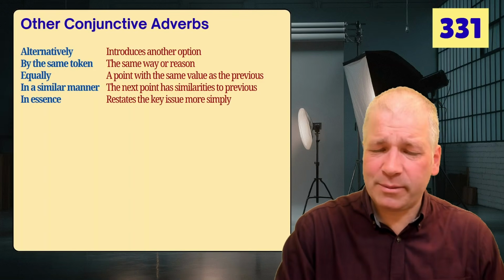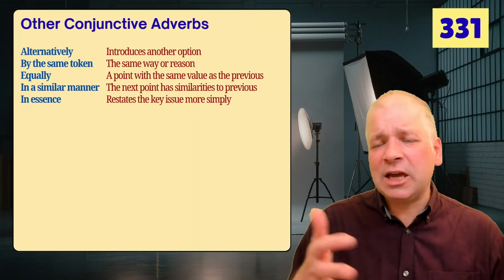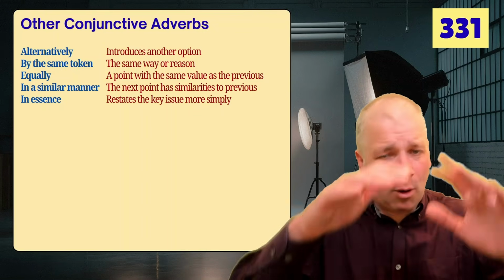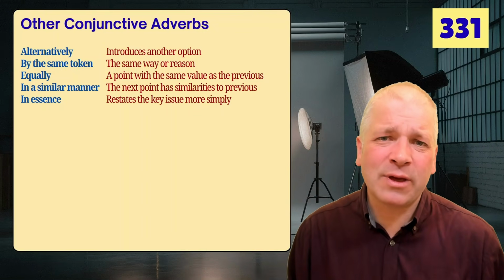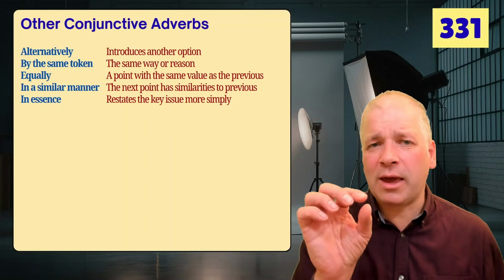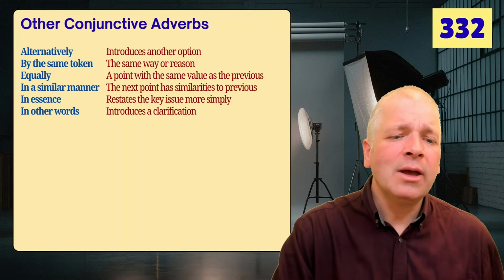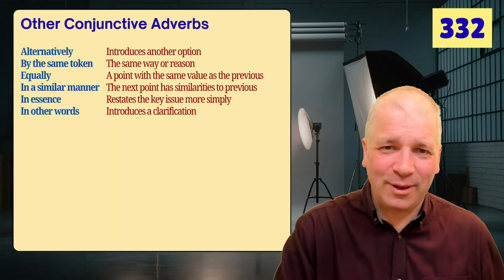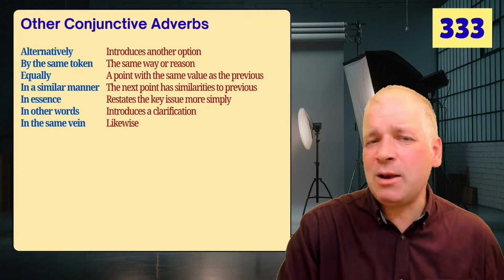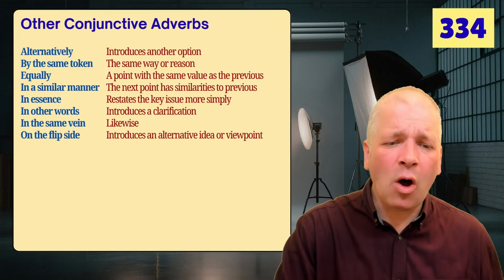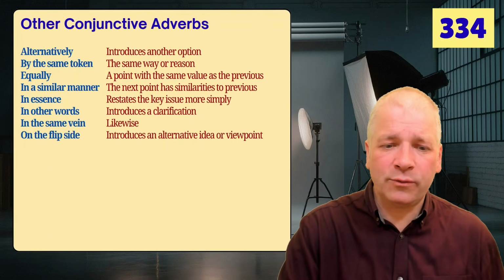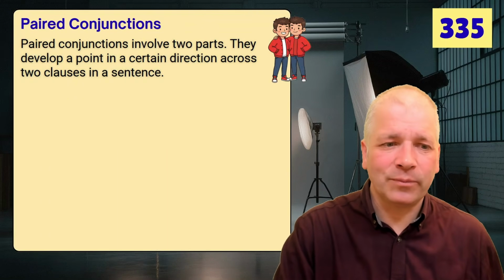In essence, this restates the key issue more simply. So you have a sentence that says everything in a complicated way, or a paragraph that says everything in a complicated way. If you say in essence, you're introducing the key bits. In other words, this introduces a clarification of what you've just said. In the same vein, well, this is likewise. On the flip side, this introduces an alternative idea or viewpoint, a bit like alternatively.